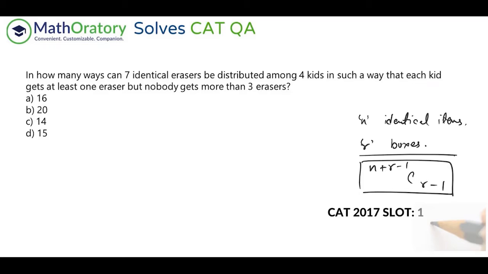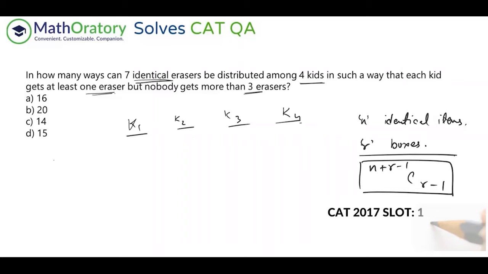So, for example, in this one: in how many ways can seven identical erasers be distributed among four kids? Kids are always distinct, right? So they are definitely the boxes, in such a way that each kid gets at least one eraser, but nobody gets more than three erasers. Let's approach it in a very simple manner. I'll just consider the kids to be K1, K2, K3, and K4. This is just an allocation. I'm not going to use variables.